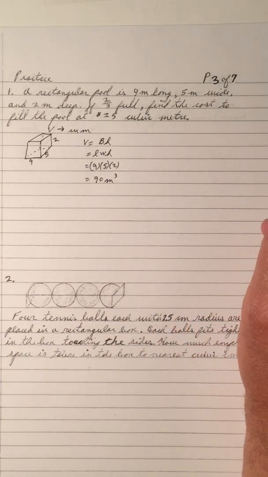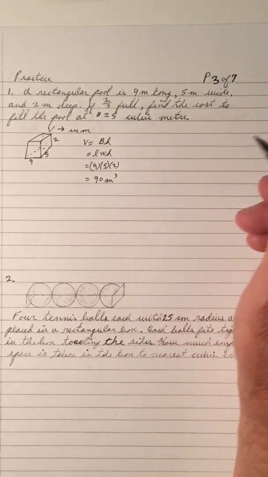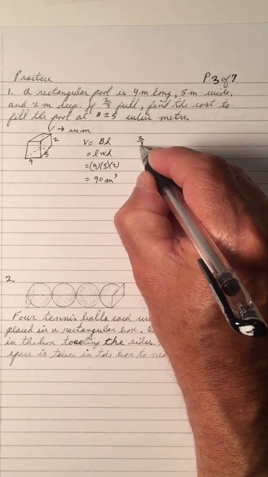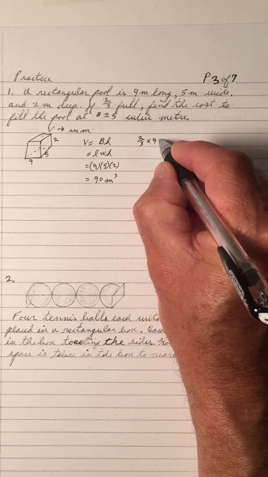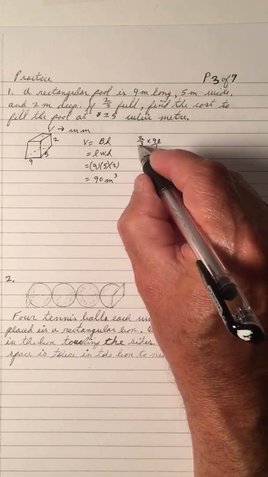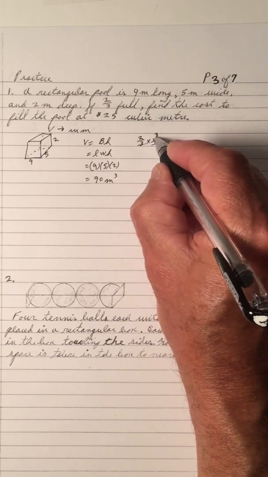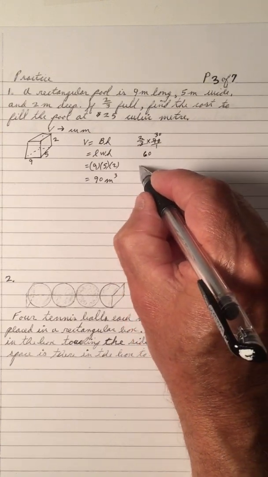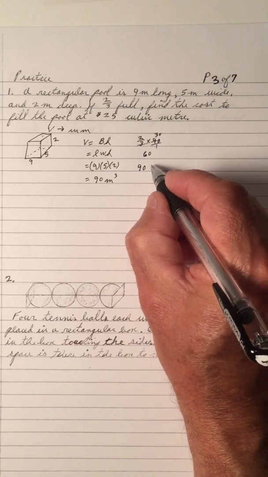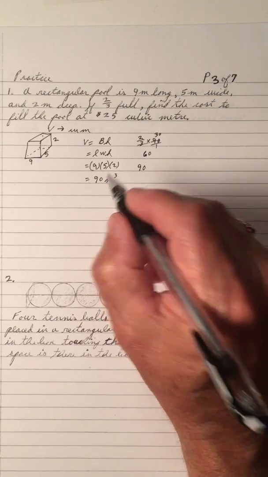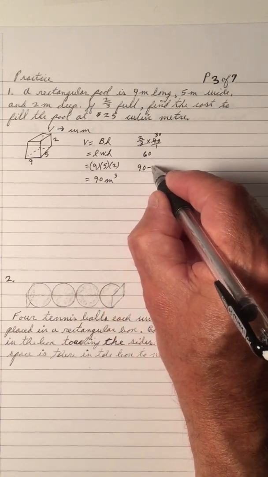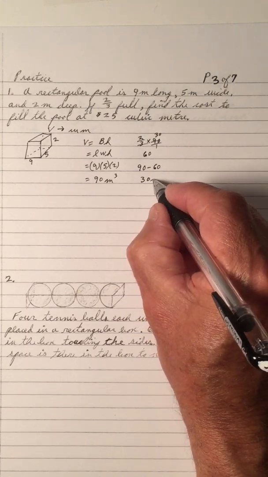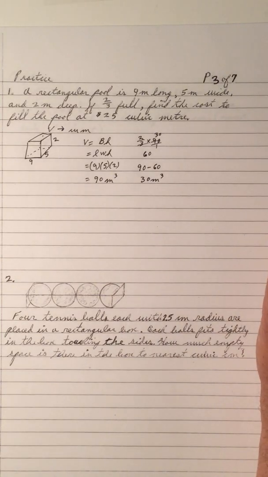And it says that the pool is 2/3 full. So we have 2 ways to do this. I can go 2/3 times 90. 3 into 90 goes 30, so I get 60. So 60 full. And if 90 is the total volume of the pool, and it's 60 full, that means there's 30 cubic meters left to fill. That's one way.